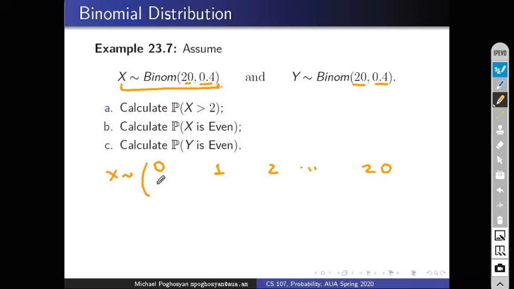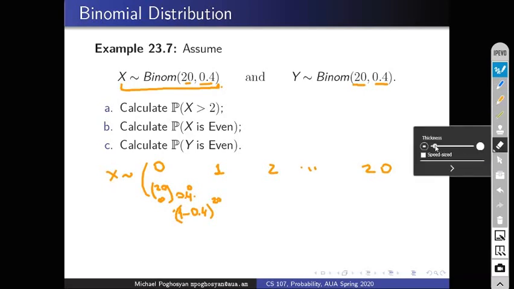So here the probability of this is 20 choose 0, 0.4 to the 0, and times 1 minus 0.4 to the 20 minus 0, 20. So this will give, let me erase and write that.